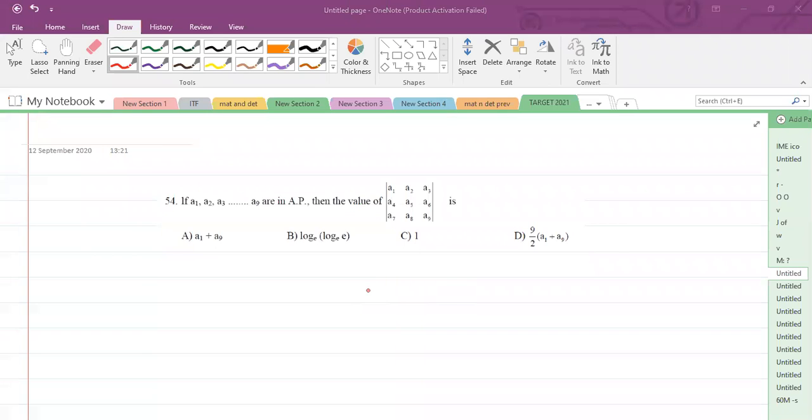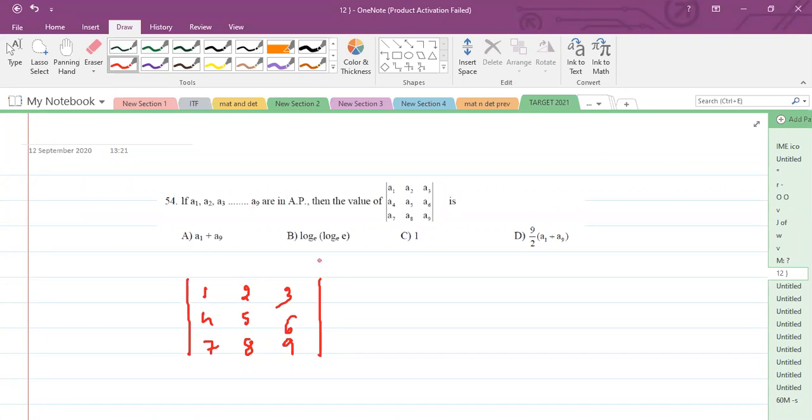Okay, so here also A1, A2, A3, and so on up to A9 are in AP. Then the value of, they have asked, then the value of. Here also, let me substitute values for A1, A2, and so on up to A9. For determinants, hardly will I go for the traditional methods. I substitute some values for the determinant, in all the determinant problems. So here I will consider 1, 2, 3, 4, 5, 6, 7, 8, 9.